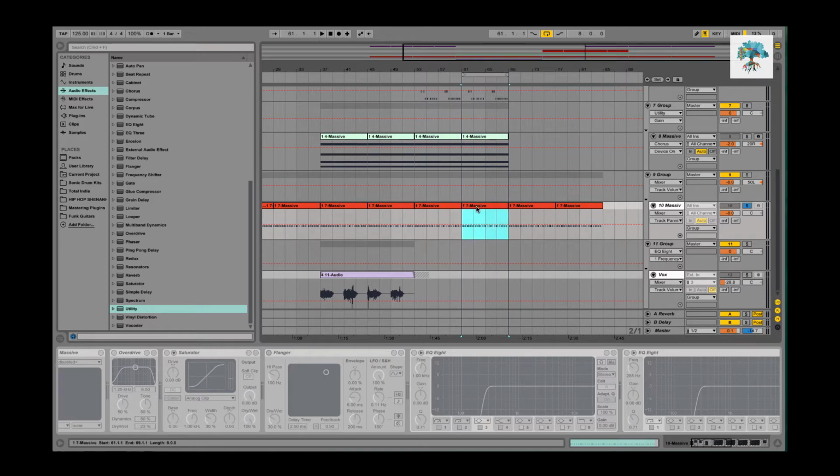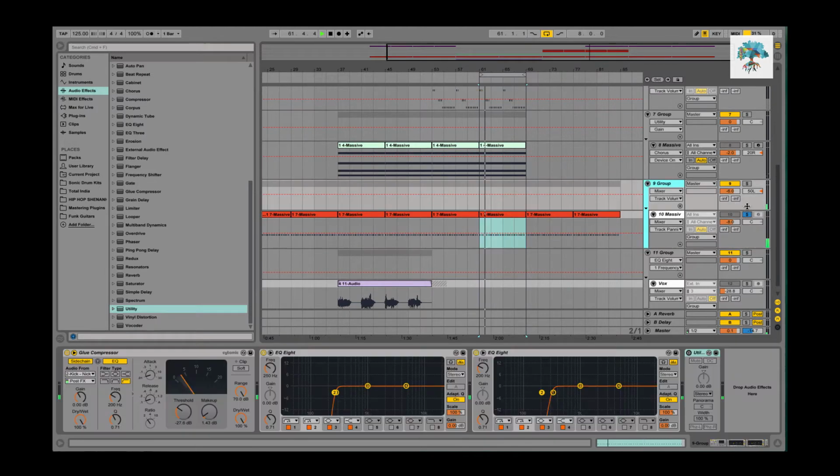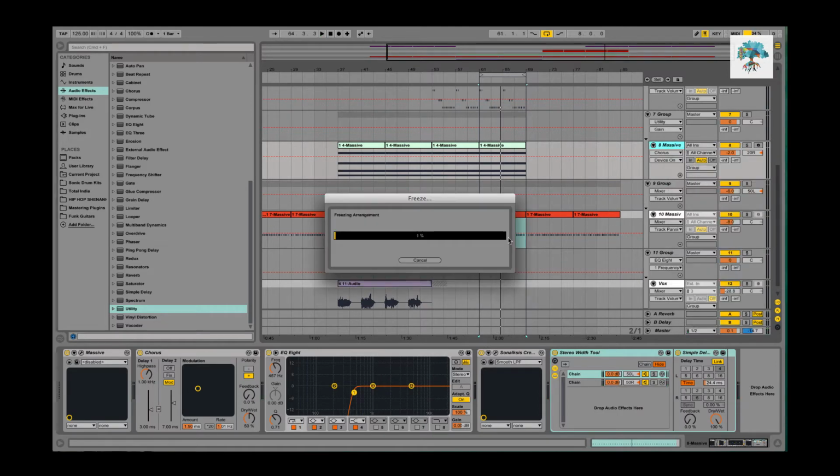I'm not really sold on it. It kind of annoys me after a while. Okay, I'm going to freeze this because it seems like my CPU's freaking out.